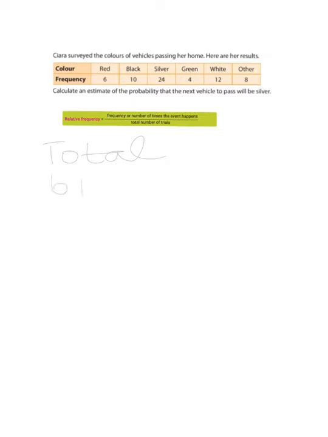So it'll be 6 plus 10 plus 24 plus 4 plus 12 plus 8 to give me a total of 64. So then going back to the estimate then, which is the relative frequency, it's the frequency, which is 24, out of the total, which is 64. So then the relative frequency of getting a silver car would be 24 out of 64. And we always simplify a fraction down to its simplest form. So that would give me 3/8.